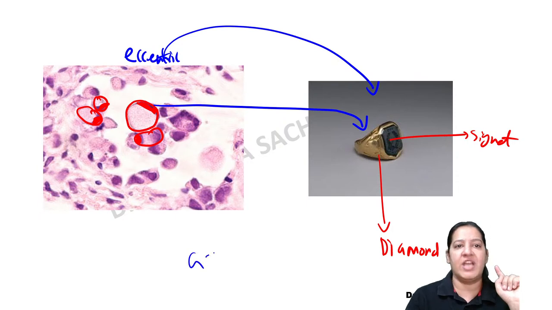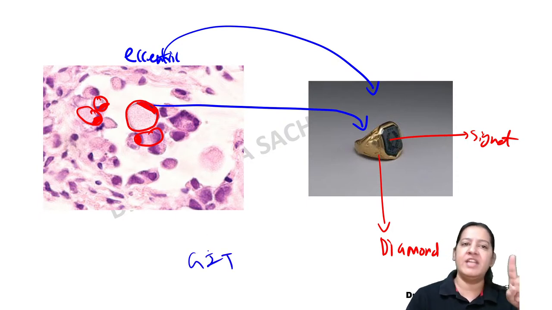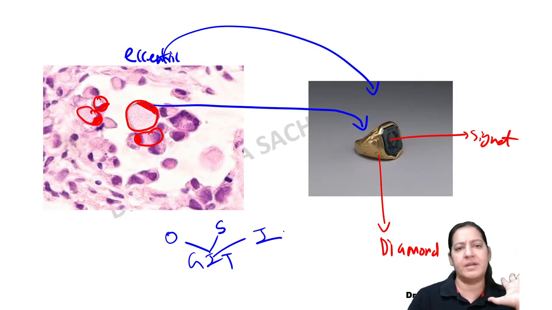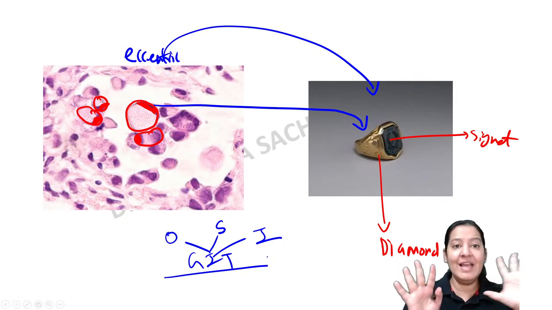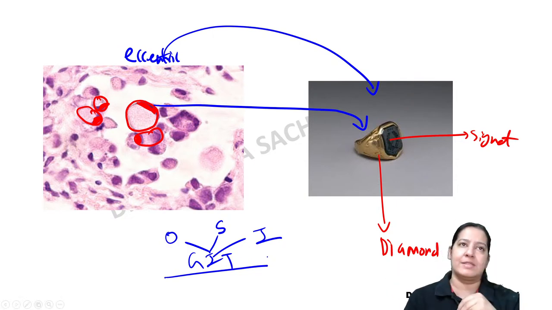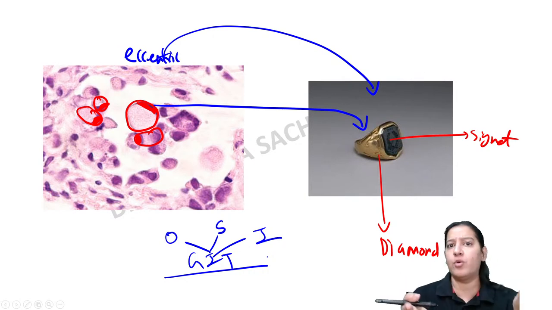It occurs in any portion of the GIT. It can occur in the esophagus. It can occur in the stomach. It can occur in the intestine. It rarely happens, but yes, it occurs in the intestine also. So in the GIT, in any portion, it occurs. Basically, signet ring carcinoma is an adenocarcinoma. It is not a squamous cell carcinoma. It is a special form of adenocarcinoma in which the nucleus is shifted to the periphery.